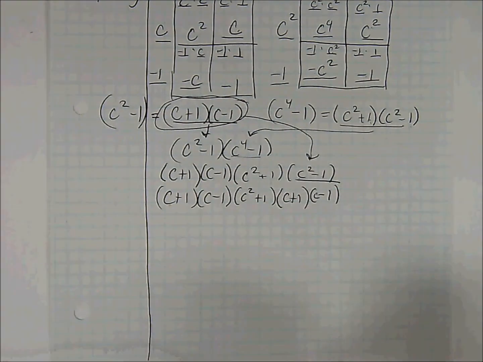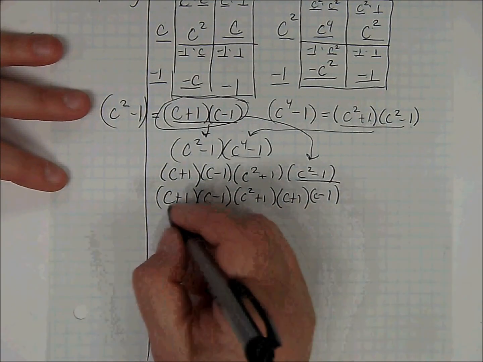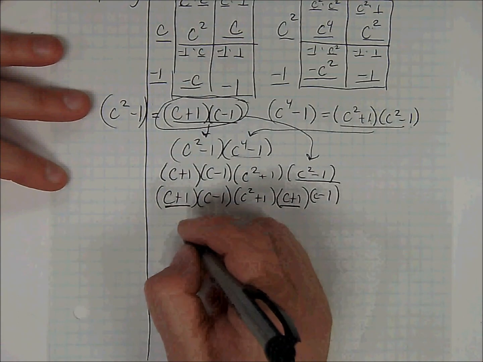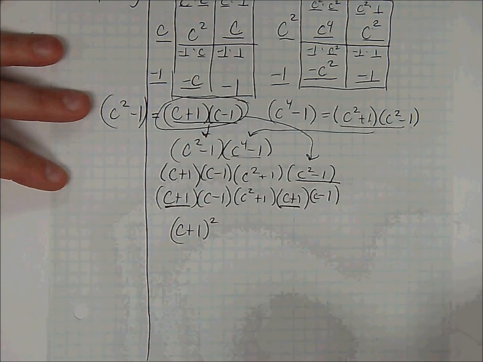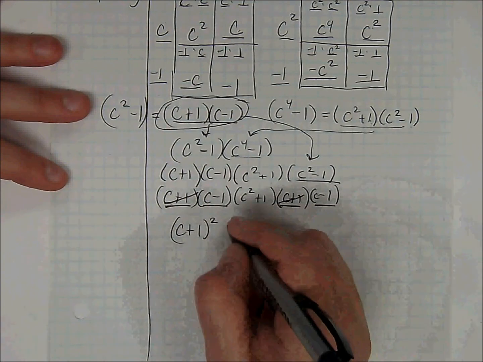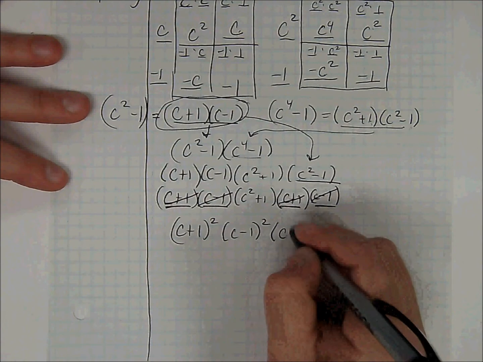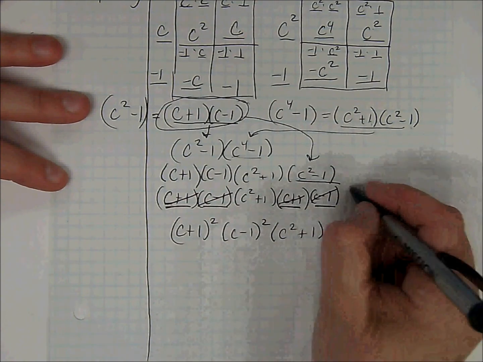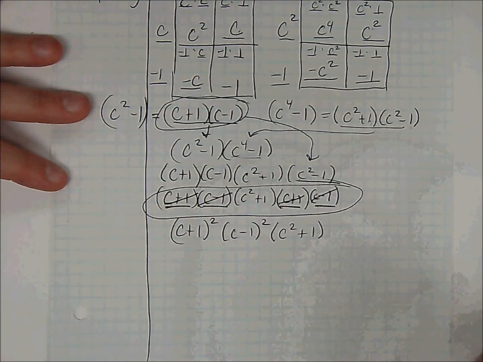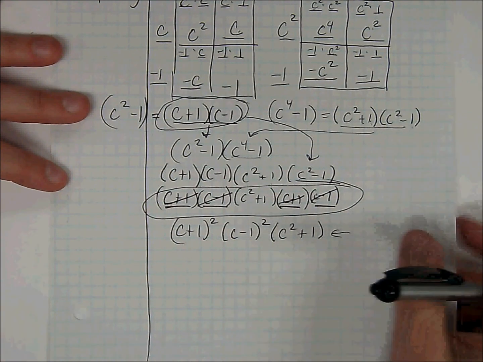Oops, c minus 1. Now your book might give it to you like this as an answer. Notice you have 2 of these. C plus 1 squared. Notice you have 2 of these. C minus 1 squared. And then c squared plus 1. This answer was totally fine by me, but just letting you know that the book might actually come back like this.